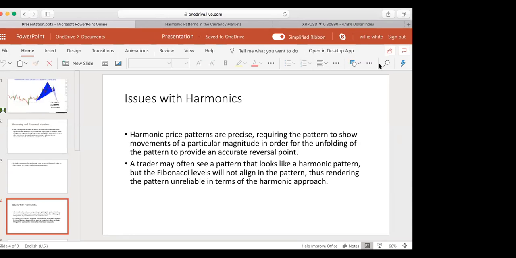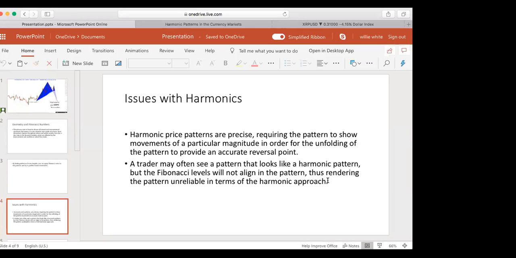All right. So with the issues with harmonics, harmonic patterns are precise, but they require a pattern to show movements in order for the unfolding of that pattern to provide you with an accurate reversal point. So usually when you draw up these harmonic patterns, you find that reversal. Just like when Dr. K is doing her 10 pips and dip, or she's on the advanced Forex channel, and everybody's trying to get out of the trade because it's pulling back.